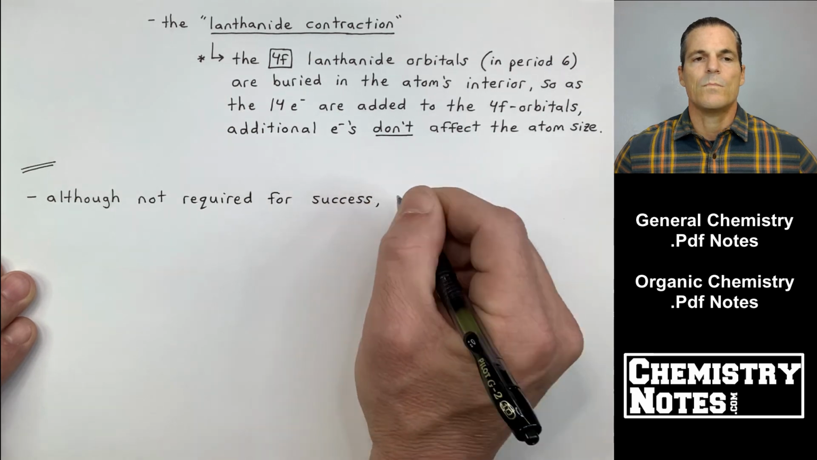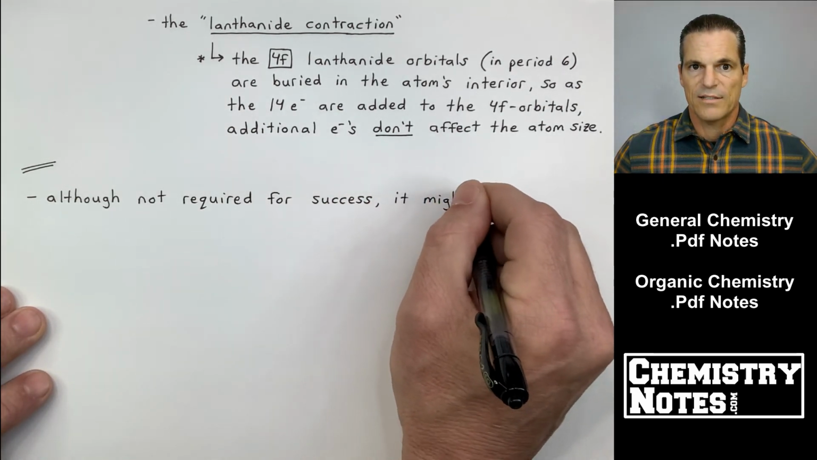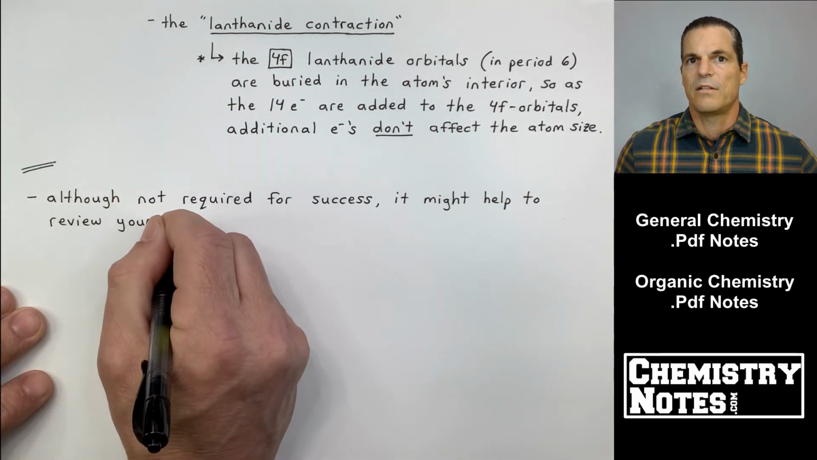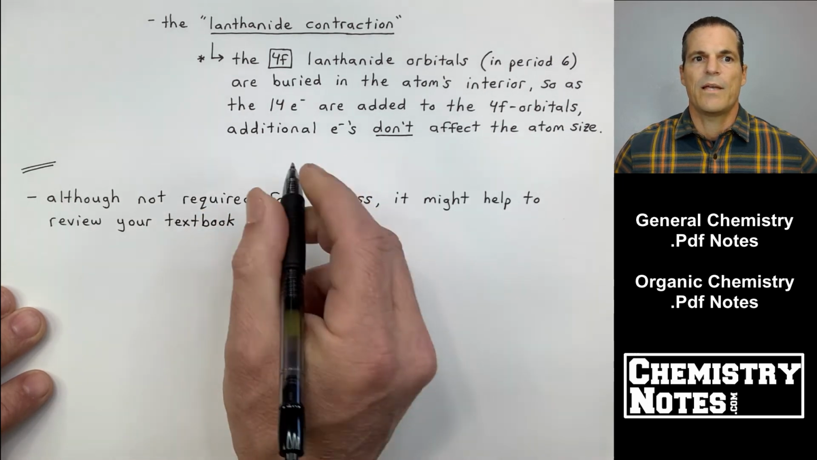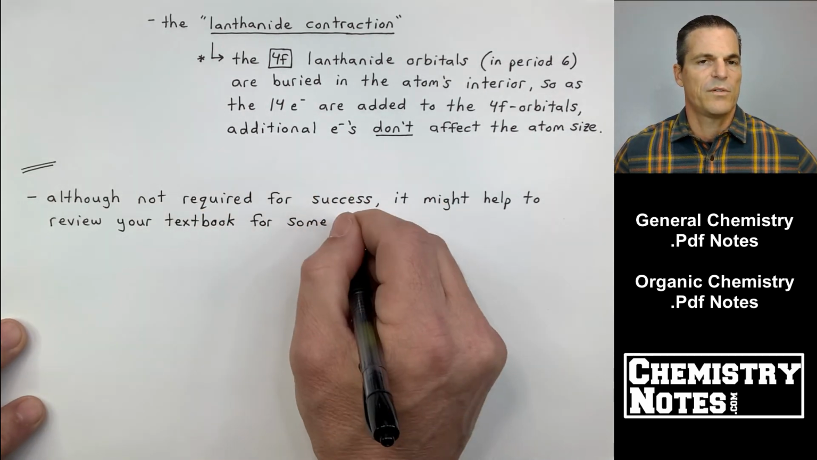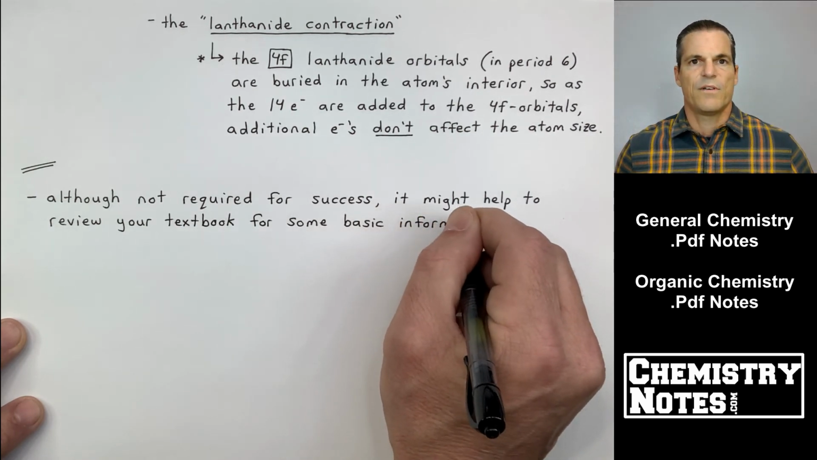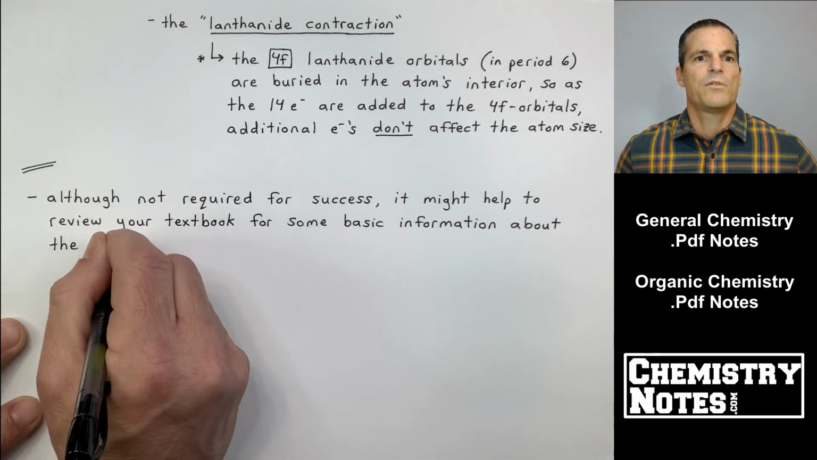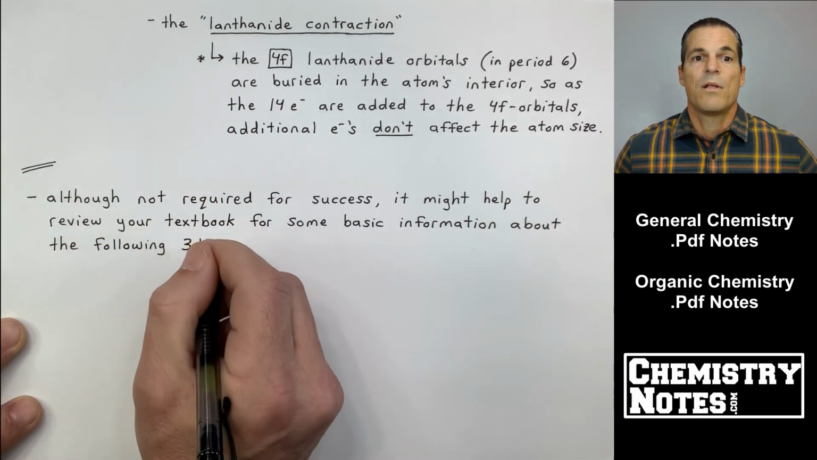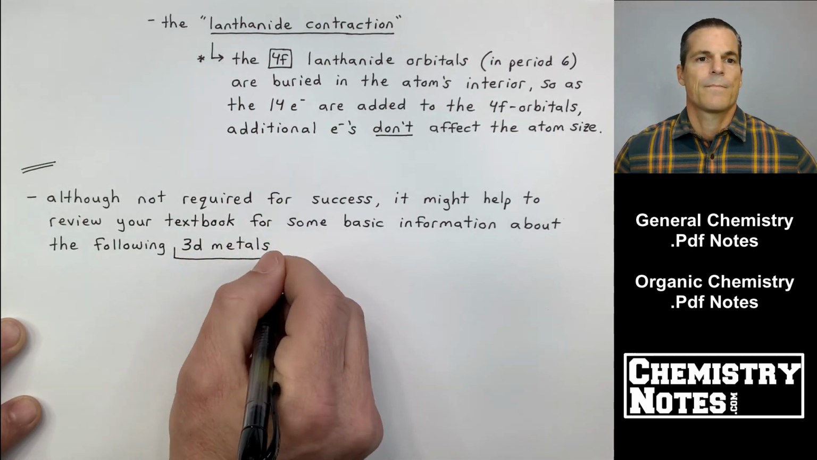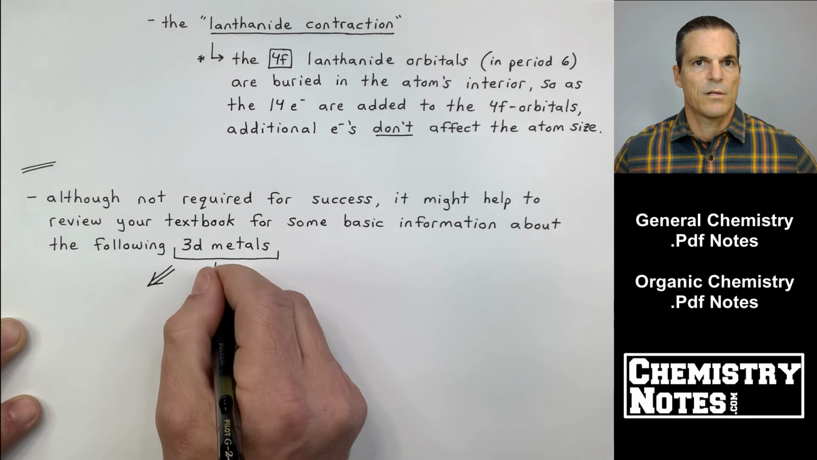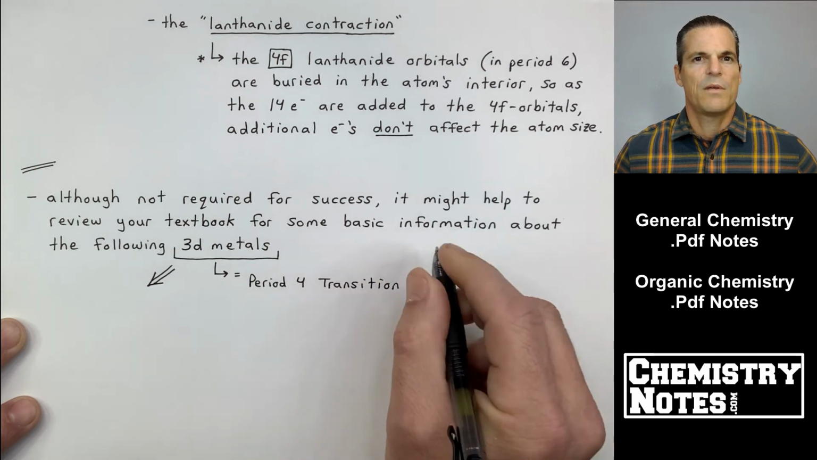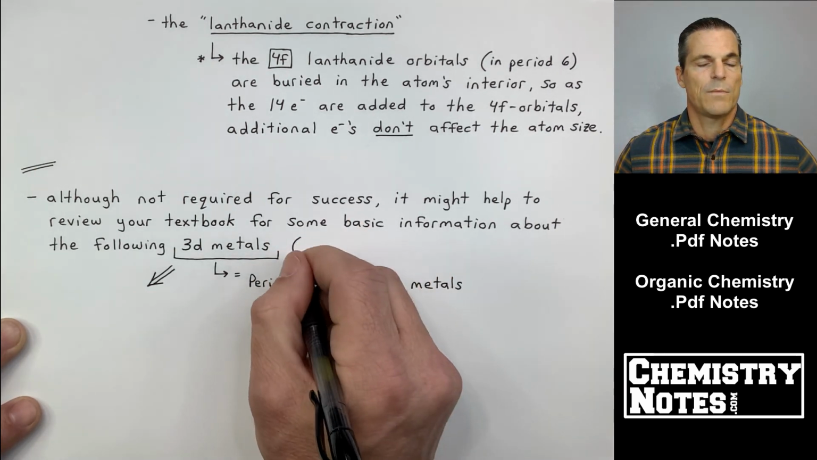Okay. So although not required for success, it might help you guys if you took the time right now before we started the next video just to review your textbook a little bit. I seldom ask you to review a textbook outside of our source of chemistry notes. So it's not required, and it's not even required to be successful, but it might help you to review your textbook for some basic information about the following 3D metals. We're going to be using these 3D metals quite a bit in the videos that lie ahead. So it's kind of important to have a little bit of a review on them. And we did cover some of them in video number 1 of this section.